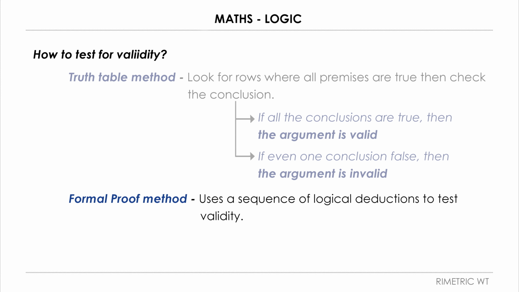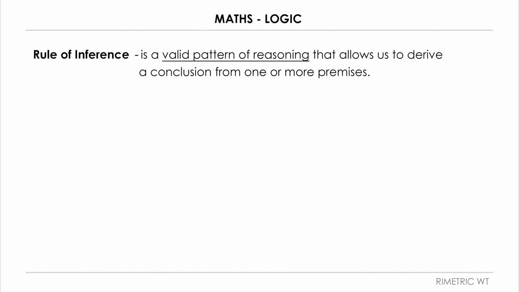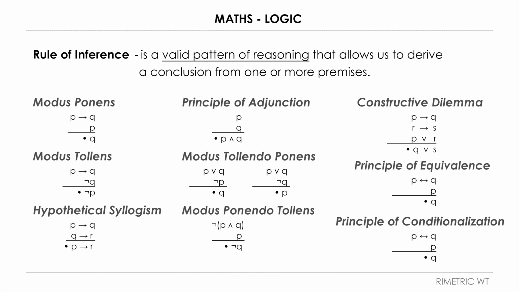In a formal proof, each step you write down must be justified either by a premise or a rule of inference. A rule of inference is a valid pattern of reasoning that allows us to derive a conclusion from one or more premises. In other words, it is a logical rule that guarantees that if the premises are true, then the conclusion obtained by applying the rule must also be true. Here are some known rules of inference displayed on the screen.